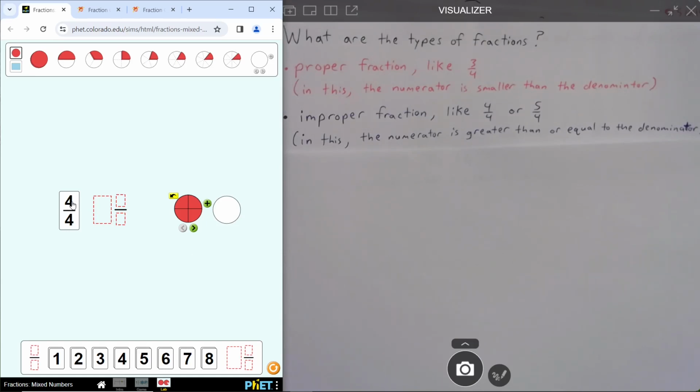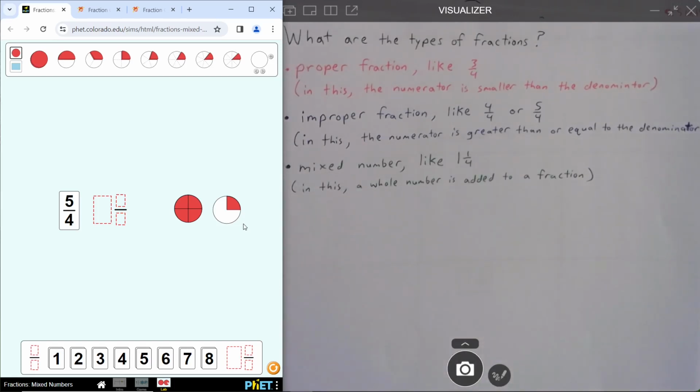Now, if we change this up top from a 4 to a 5, that fraction is also improper as well. And so that would be the 4/4 in addition to 1 extra fourth. So besides being an improper fraction, that 5/4 could also be classified as our next type of number. That is called a mixed number.